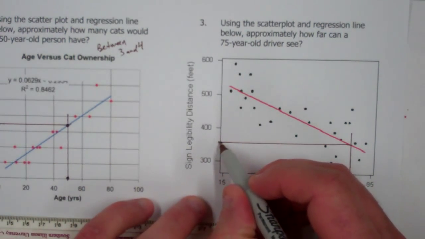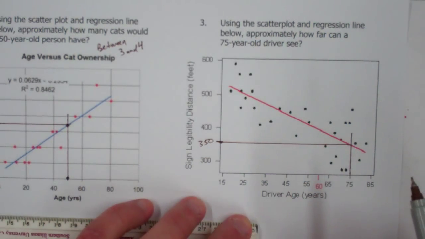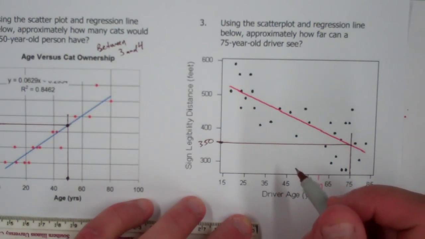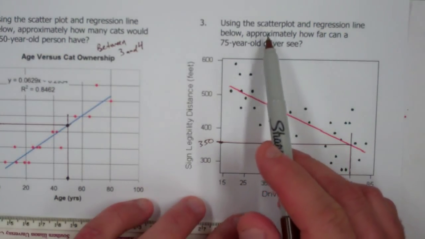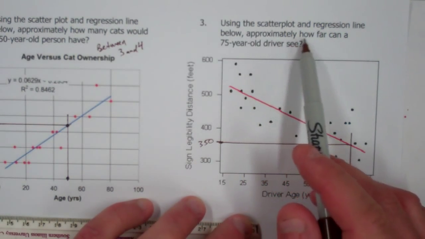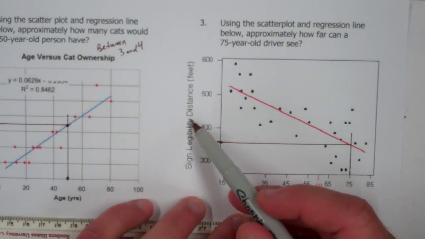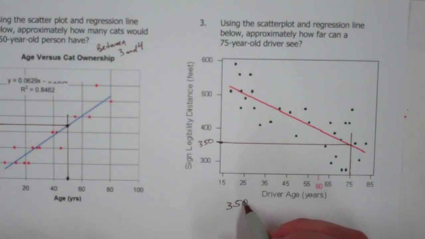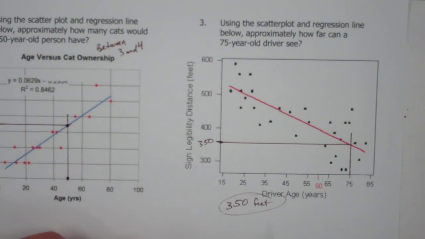And you can see that we arrive at some value in here, which maybe is like 350, something like that. It's a little more, so you can maybe guess 360 or something. But it's in between 3 and 400. It's about right in the middle. So using the scatter plot and regression line, how far can a 75-year-old driver see? This is sign legibility distance in feet. And so we would say 350 feet using this prediction equation.